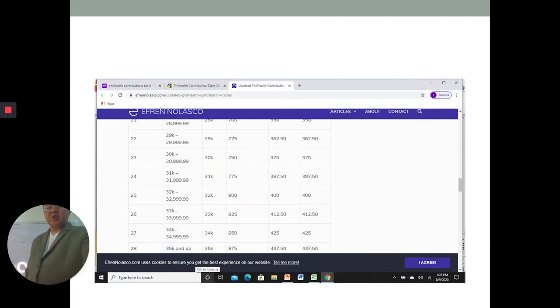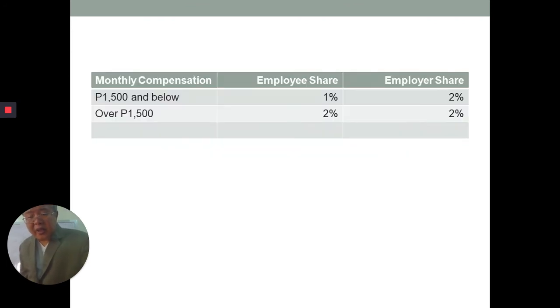And then, for Pag-ibig, so this is a table for Pag-ibig. Okay, so for 1,500 and below, the employee will share 1% of the amount, and then 2% will be from the employer. Now, over 1,500, that's 2 and 2%. So, at this time and age, I don't think there are still employees receiving less than 1,500. So, everyone will be under the 4% contribution.